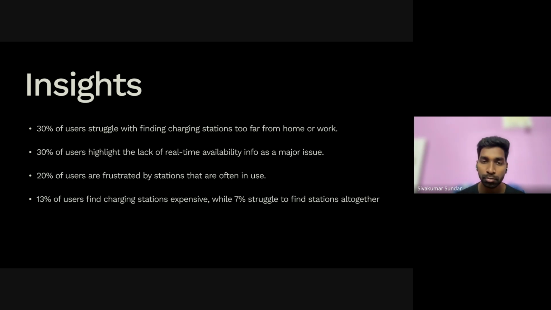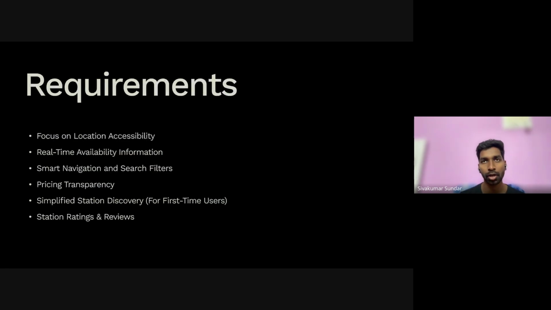So the primary information that the users are looking for in your app is: show me charging stations that are nearby, right? And then real-time availability. If you do the research right, you'll be able to identify the primary pain points that I need to solve for the user. All this information on location accessibility, real-time availability, smart navigation, pricing transparency, all of this is important.